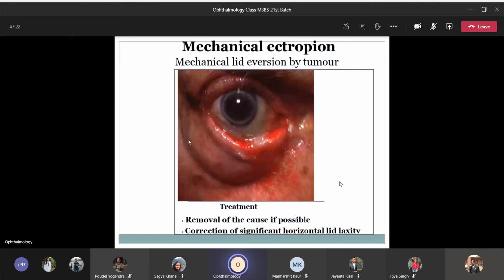And the next is mechanical ectropion, which is mainly caused by tumors. So treatment is to treat the cause. So if the cause is a tumor, then we have to remove the tumor.